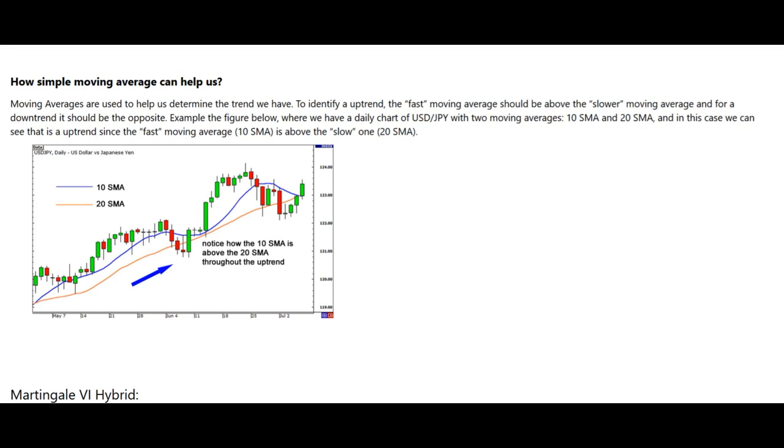To identify an uptrend, the fast moving average should be above the slower moving average, and for a downtrend, it should be the opposite. For example, in the figure below, we have a daily chart of US dollar to Japanese yen with 2 moving averages, 10 simple moving average and 20 simple moving average. In this case, we can see that it is an uptrend since the fast moving average, the 10 simple moving average, is above the slow one, the 20 simple moving average.